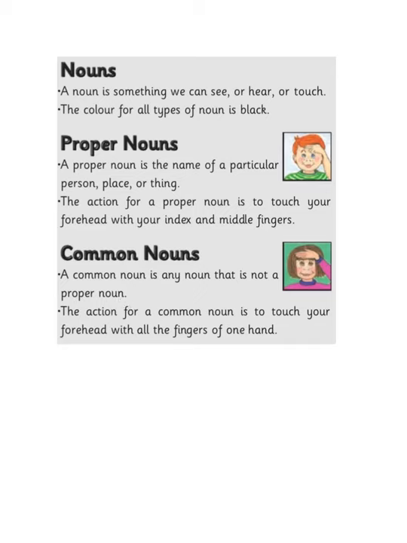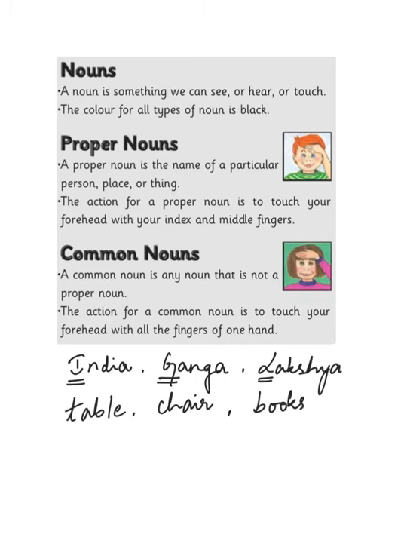The color for all types of noun is black. The action for proper noun is that you should touch your forehead with your index and middle fingers. The action for common noun is that you should touch your forehead with all the fingers of one hand. Let's look at some examples. For proper nouns: India, Ganga, Lakshya. For proper nouns, you should always start the word with a capital letter. Examples for common nouns are table, chair, books.